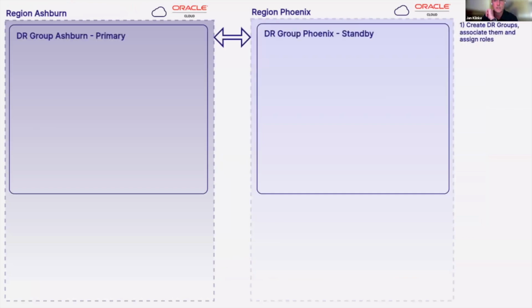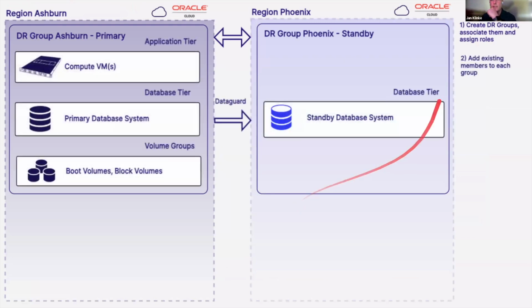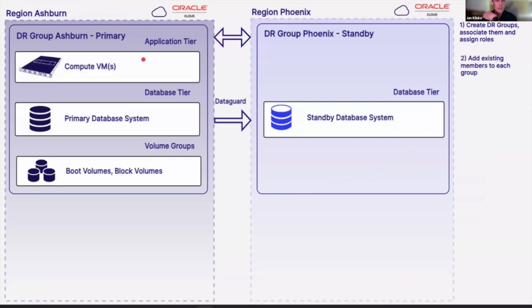Right, so here's an example of how the FSDR implementation looks. The first step is to create the DR groups. The next step would be to add your existing members to the DR groups, which will contain all your application and database tier, and also all your volumes. And FSDR will also recognize, and is compatible and interfacing with, the DataGuard which you already set up.